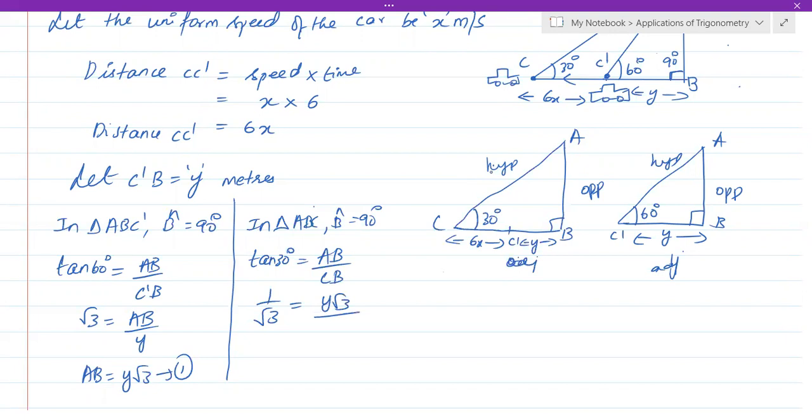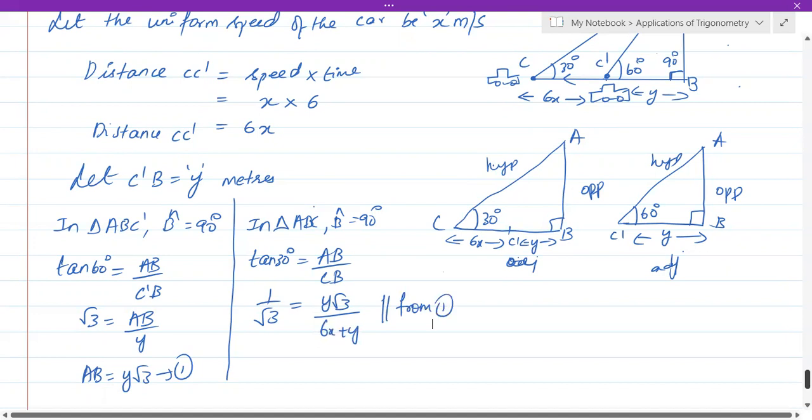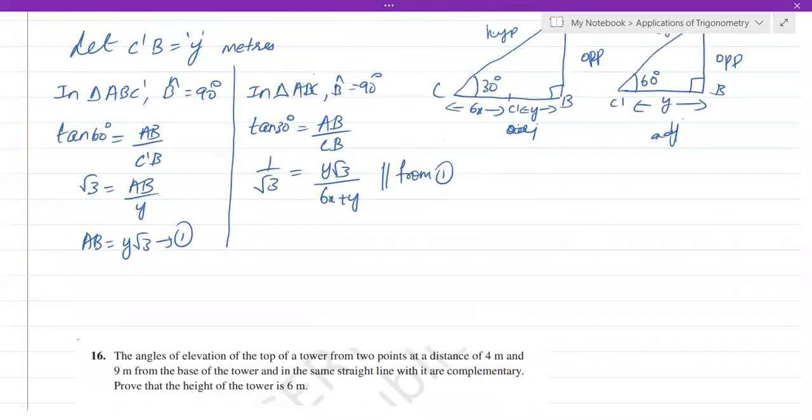CB, if you observe the total length, is 6x plus y, isn't it? So we got the value of AB from equation 1. To reduce the steps, we have directly substituted here. Cross multiply, what do you get? 6x plus y into 1 is 6x plus y, equal to y root 3 into root 3. Root 3 into root 3 is root 3 the whole square, that is 3. So y into 3 is 3y. So 6x plus y is equal to 3y.